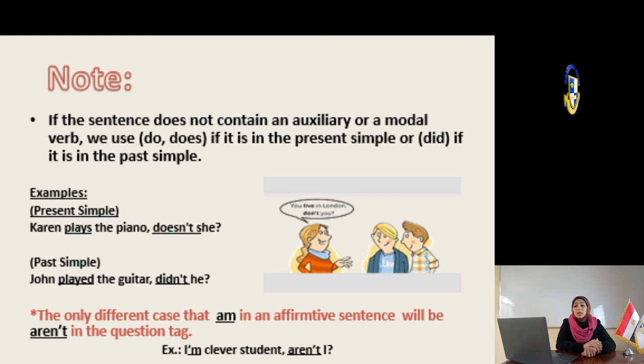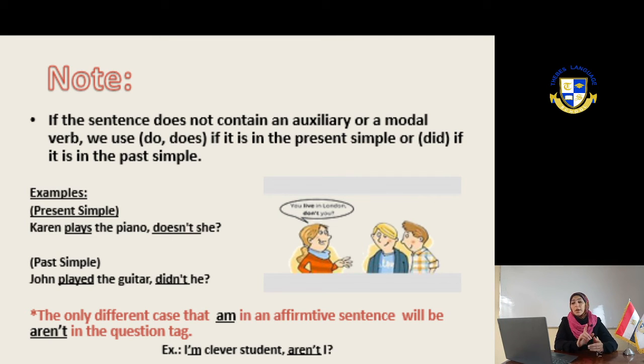If the sentence doesn't contain an auxiliary or a modal verb, we use do or does if it's in the present simple, or did if it's in the past simple. Let's check. In the present simple, Karen plays the piano. Okay, where is your helping verb? You don't have a modal verb or an auxiliary here, so we will use doesn't she. In the past simple, John played the guitar. So played is a verb in the past simple, so I will use didn't he. That's for the usage of the present simple and the past simple.